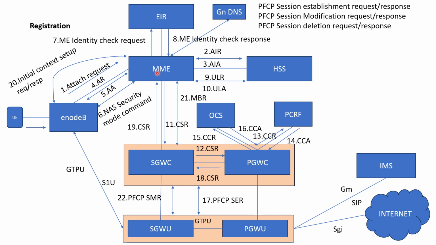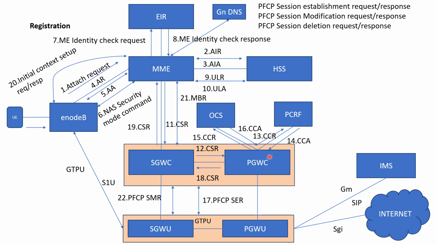Once it is completed, MME will send the ME identity check request to EIR. Then EIR will reply with the whitelisted or blacklisted status of the UE. Then MME will query the DNS for the S gateway and P gateway IP address. Then it will send a create session request to S gateway C. The same create session request will go to P gateway C. After this, P gateway C will query the PCRF with a credit control request, and it will ask for the rules to be installed for that particular UE.